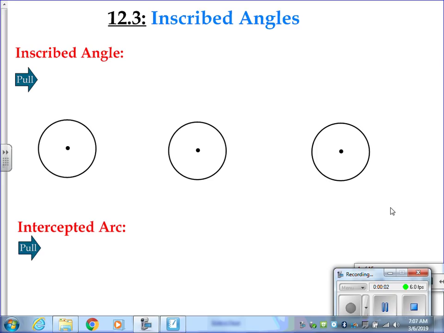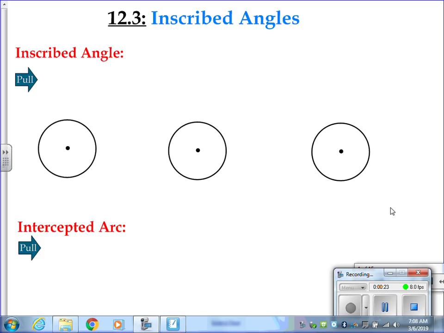Hey guys, so we're going to talk about section 12.3 tonight, which is inscribed angles. Just so you guys know, this unit is actually going to combine chapters 10 and 12. So it is important that you know the difference between what we did yesterday, which was central angles, and what we're learning tonight, inscribed angles.